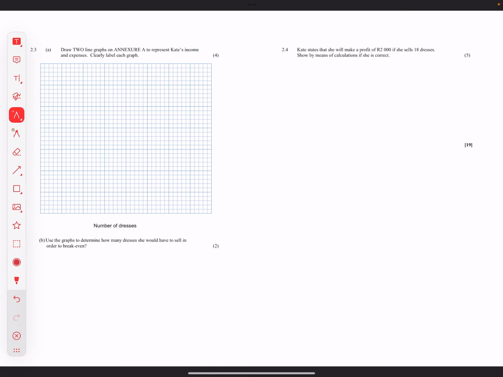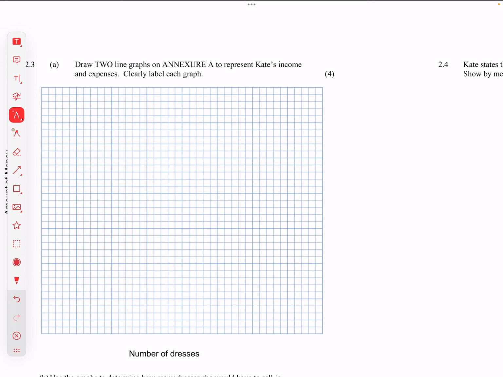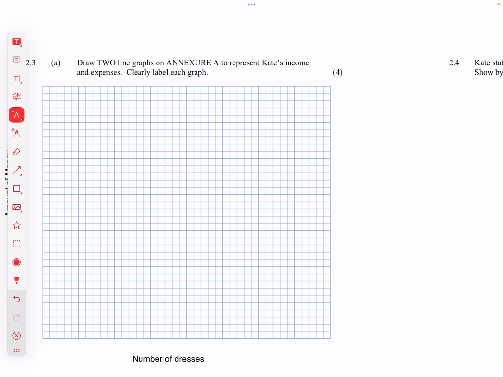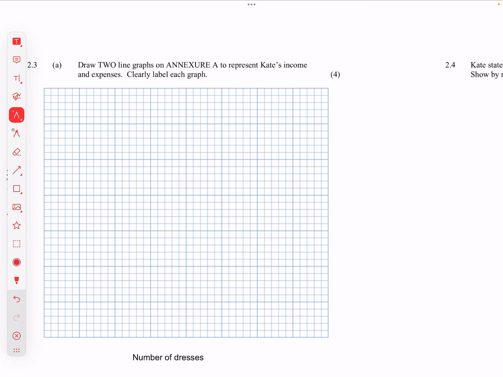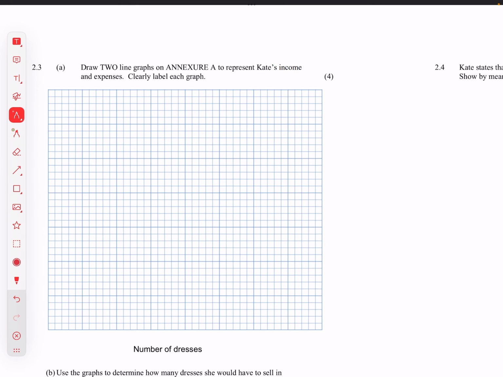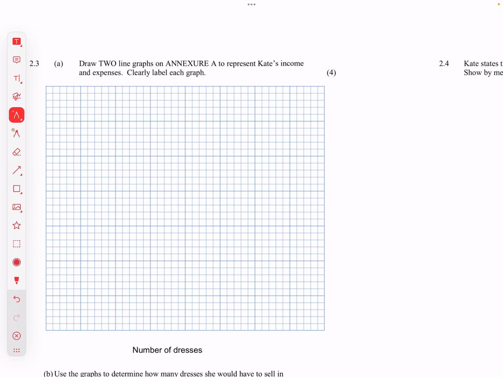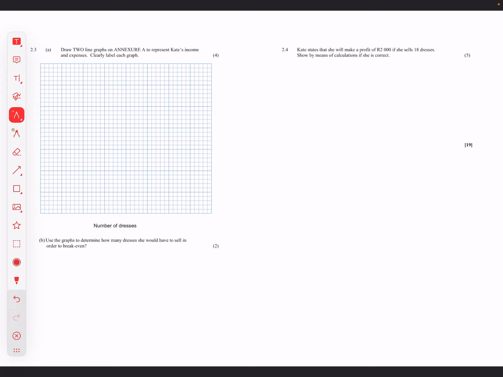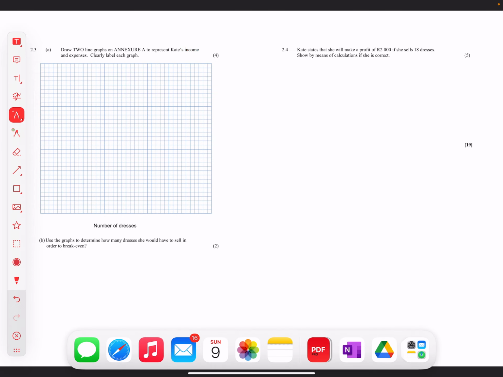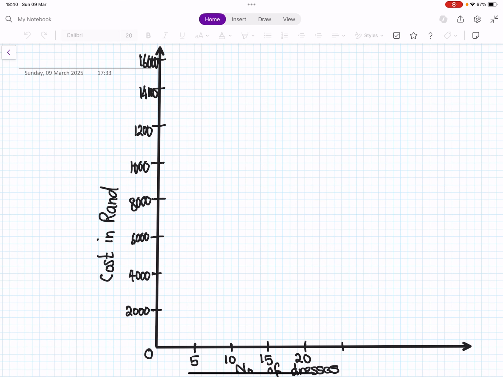The next question is basically to sketch the graph. So here it says draw 2 line graphs on annexure A and represent Kate's income and expenses. Please remember that when you draw an income and expense graph, and they don't say line graph, it must always be a line graph. It cannot be a bar graph, because those are the mistakes we sometimes pick up in an exam. Okay, I'm going to draw this in OneNote.